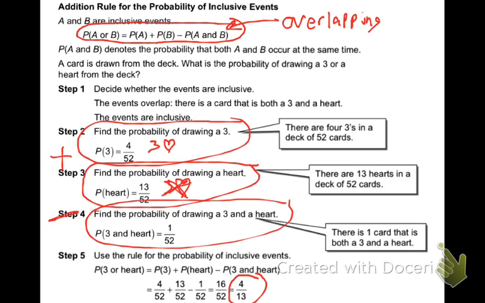That's why I have to subtract it out. Okay, because I'm double counting it. So what they overlap, I have to subtract it out, so it's only counted once. Big key on these problems.